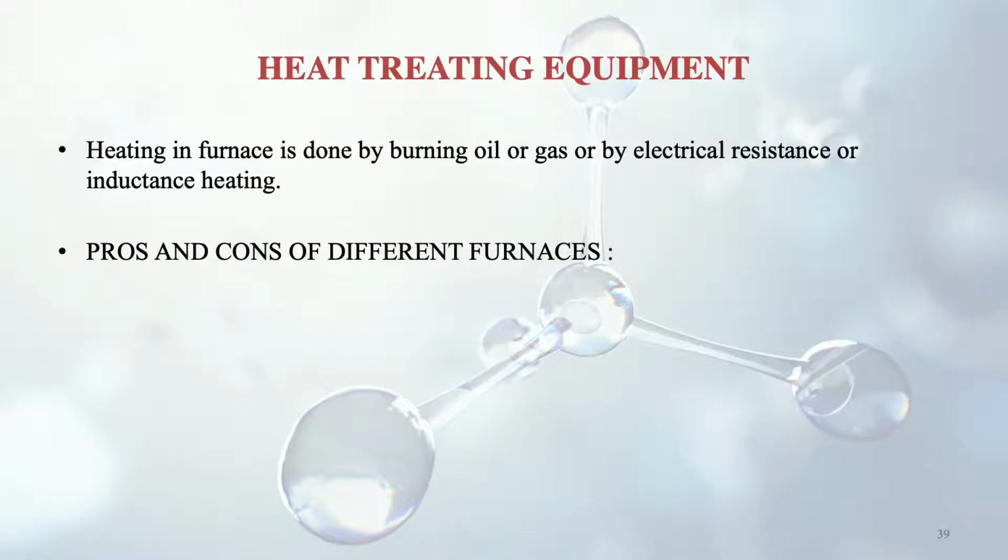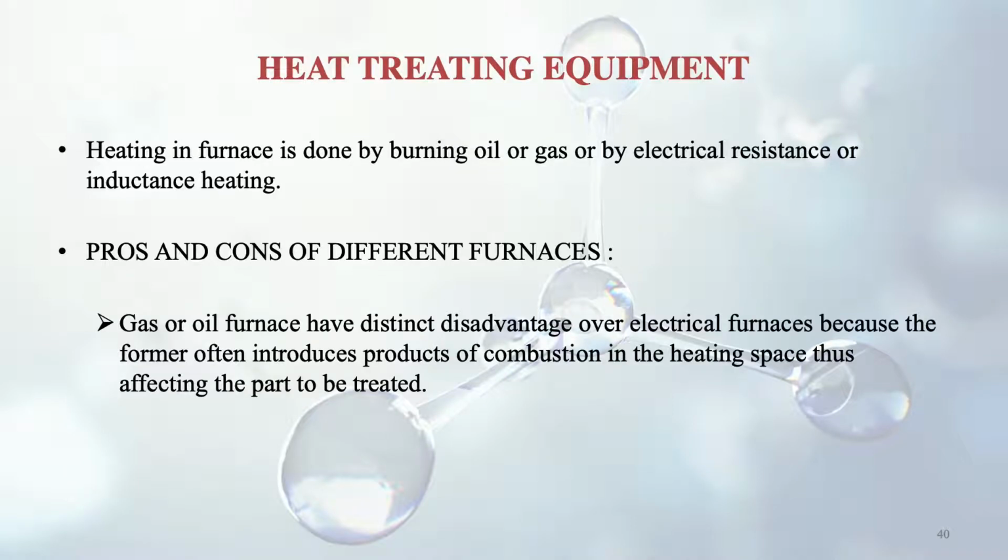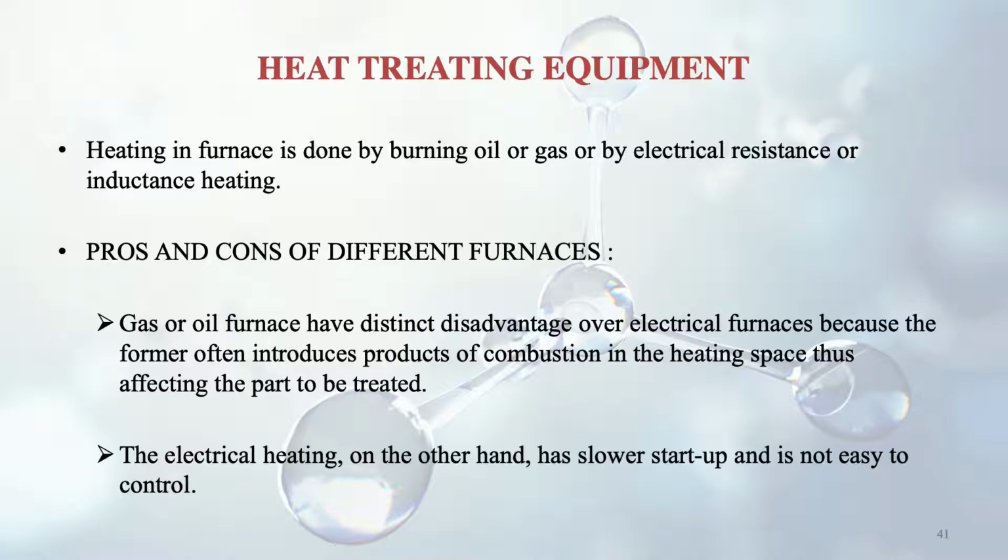Then now we see the different types of furnaces. What are the advantages and the disadvantages? So the gas or oil furnace has a distinct disadvantage over the electric furnace, because certain products of combustion will be added to the specimen, and it will result in impurity, and different microstructures can be there. Then in case of electric furnace or electric heating, the disadvantage is that it has a slower startup and it is not easy to control.